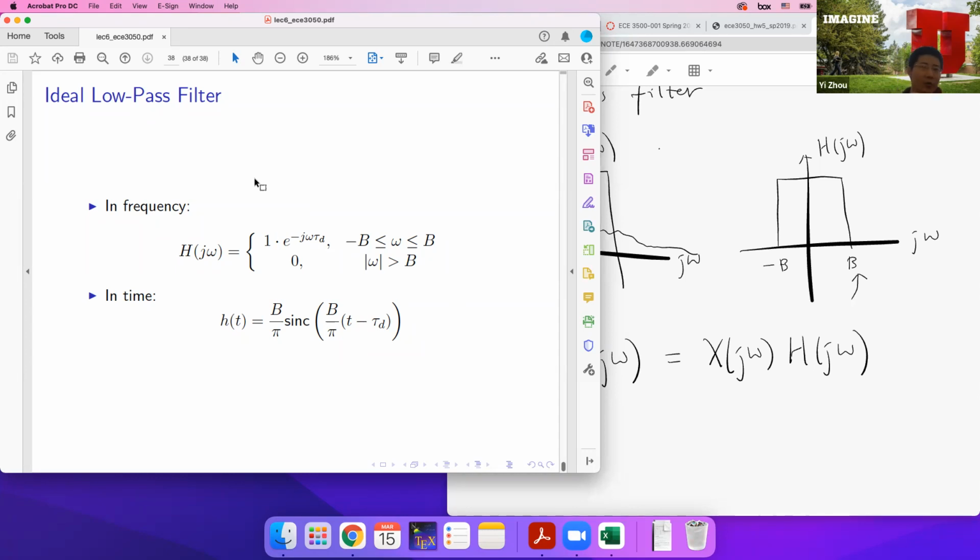So this means that in order to generate such an ideal low pass filter LTI system, you need to create an LTI system with this specific type of impulse response. Okay. And this is in general not very hard to realize in practice, because this h(t) is a sinc type function, and this function looks complicated in the time domain.